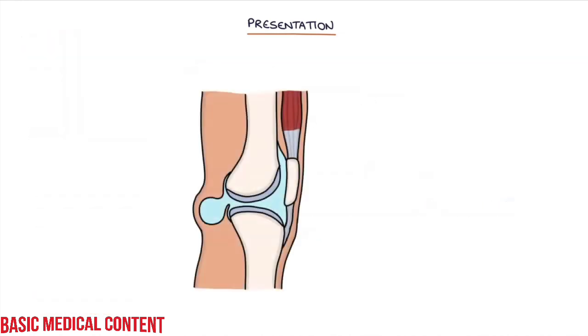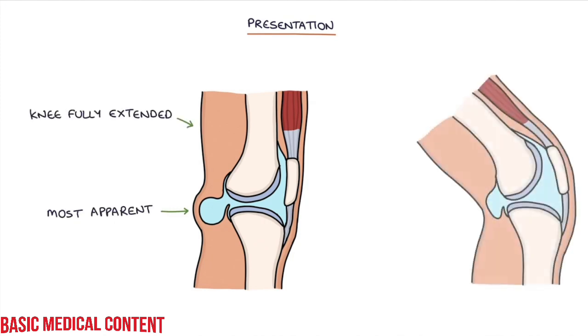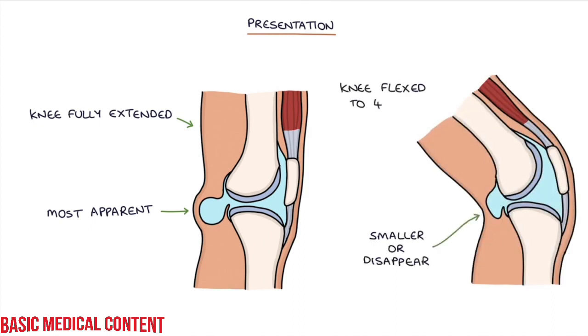On examination, the lump will be most apparent when the patient stands with their knees fully extended. The lump will get smaller or disappear when the knee is flexed to 45 degrees, and this is referred to as Foucher's sign. Edema may occur if the cyst compresses the venous drainage of the leg.